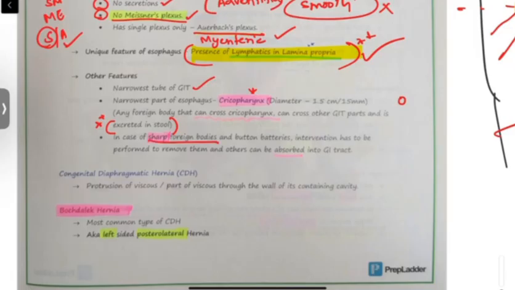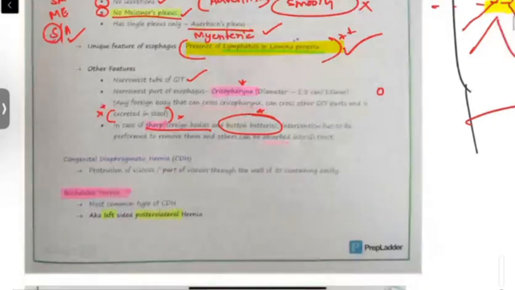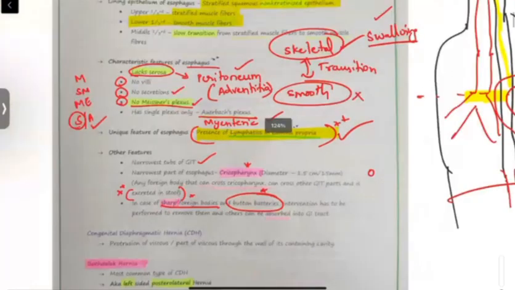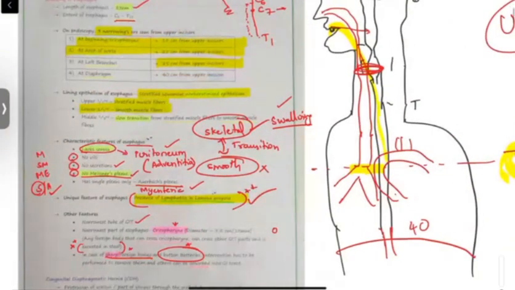Sharp foreign bodies and button batteries, these also. Button batteries are like whatever we used to see in those toys and all, small batteries which will be of two different diameters. Those batteries should be removed. Other than that, if it is a blunt object like a coin or something, we can leave it, and we can assure the parents.